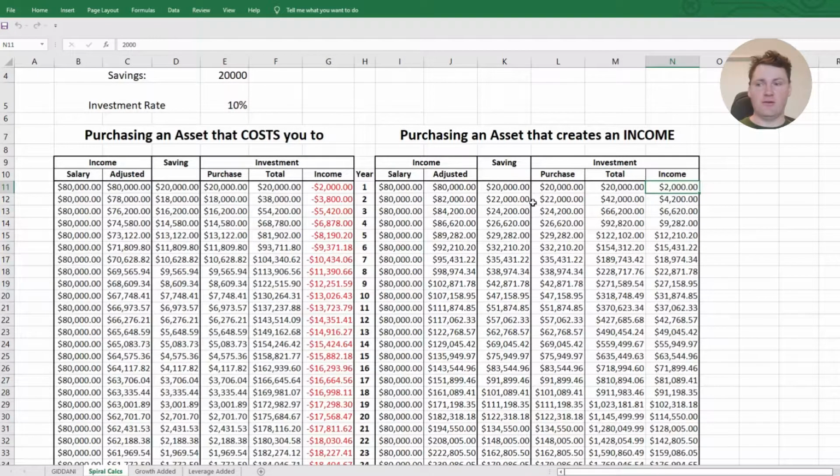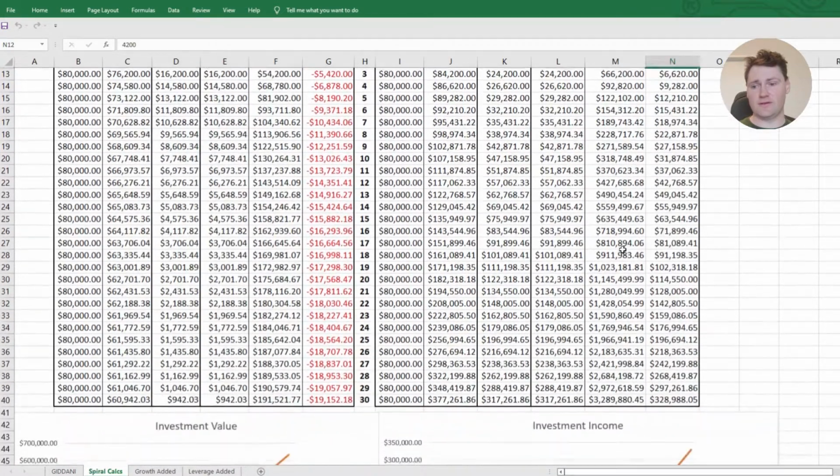So next year, or year 2, for the person who's using their income to purchase assets that create additional income, their savings has gone up to $22,000, and they can use $22,000 to purchase their next investment. So their total investment cost becomes $42,000, and then their income is $4,200, 10% of that total value. As you can see, this starts to spiral, exactly like what we were talking about in the video previously.